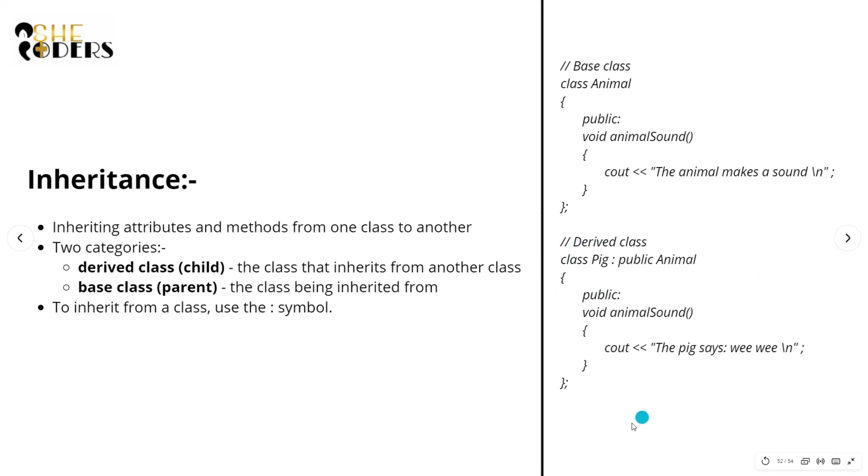There is a syntax for declaring any derived class. Here I have written the class keyword, and Pig is the name of the class we want to inherit, followed by the colon symbol and public Animal. What is this public? It claims the ownership, that it is derived from the Animal base class or parent class, and how it is derived: it is derived publicly.